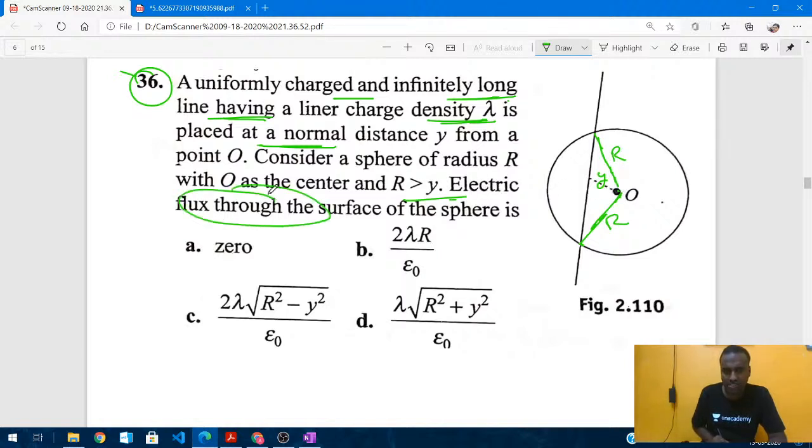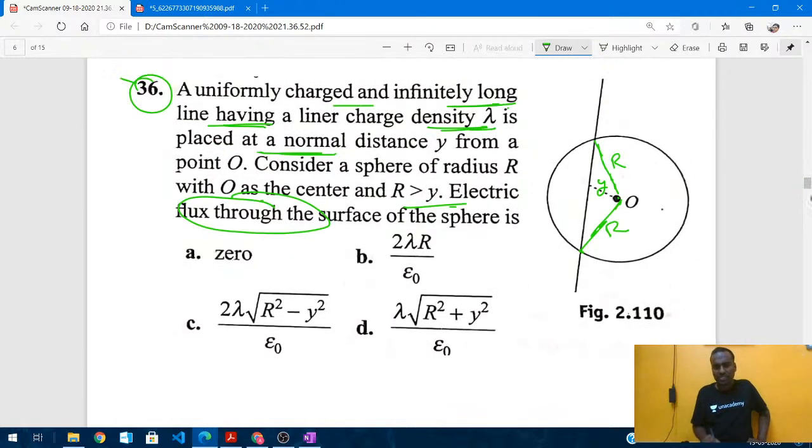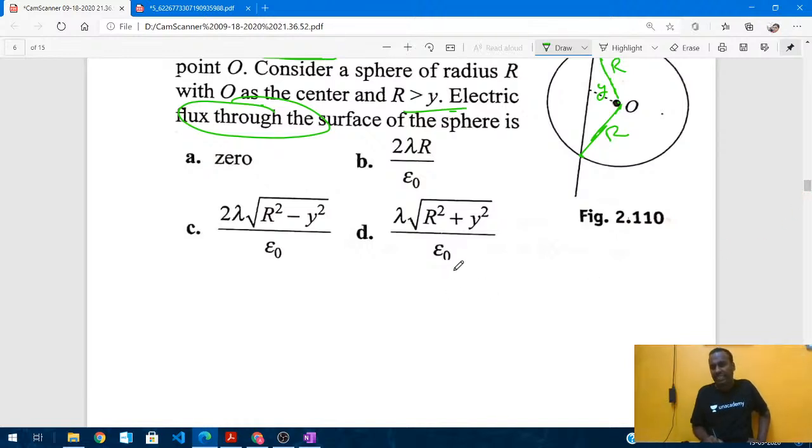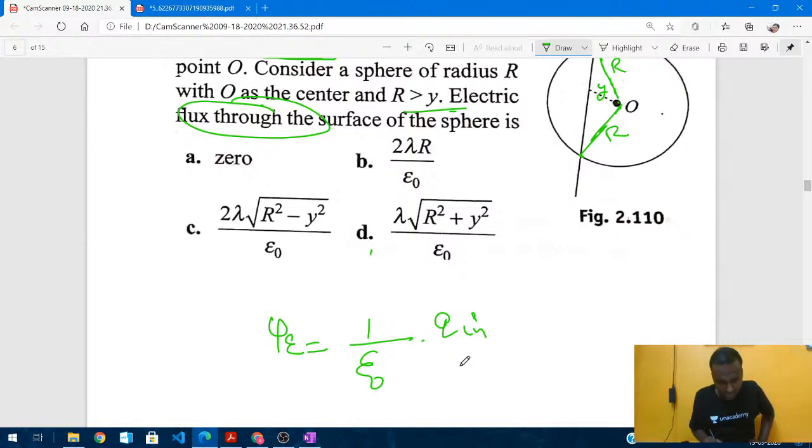So the electric flux through the surface. What do you mean by flux, students? The flux is nothing but a group of electric field lines passing through a given area. Those who opted, kindly opt, students. So the electric flux through this part we are going to find. In this case, the electric flux through this closed surface is 1 by epsilon naught times the charge enclosed within it.